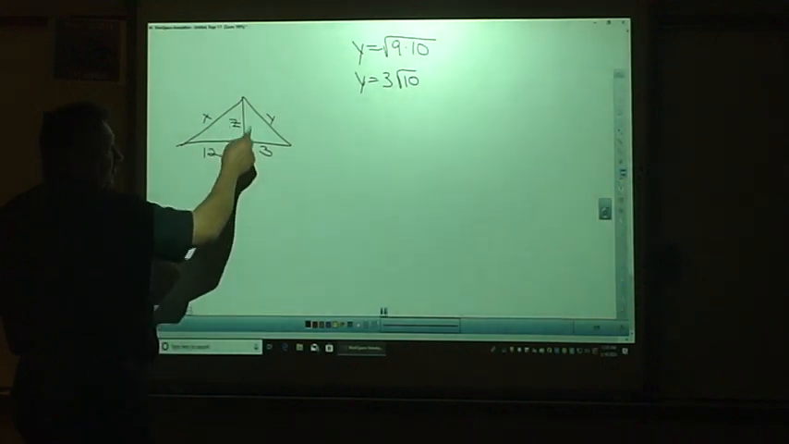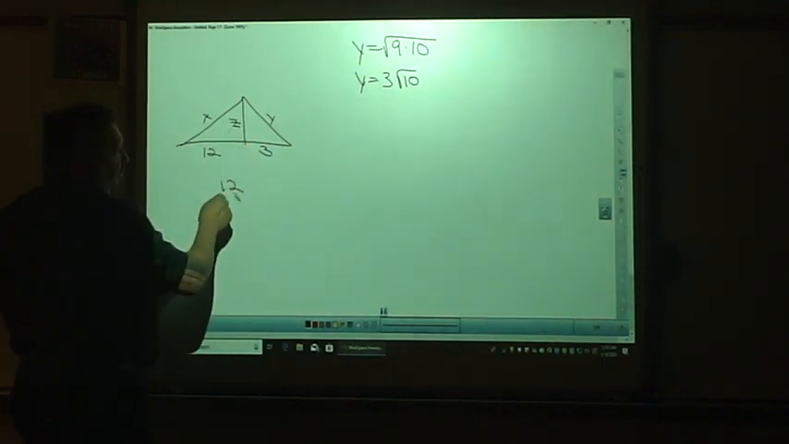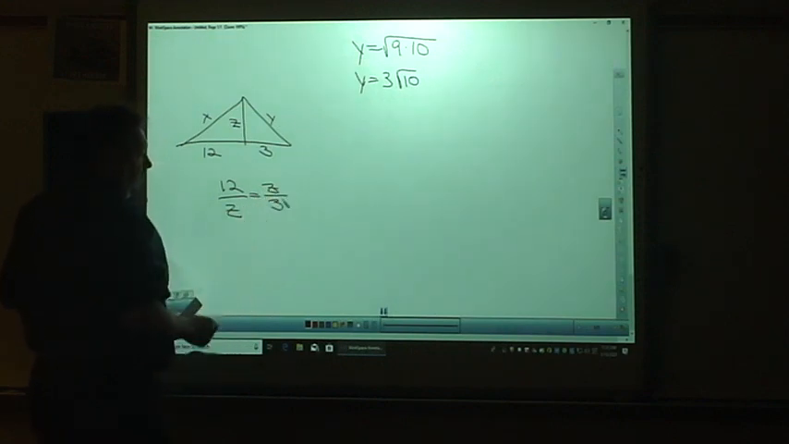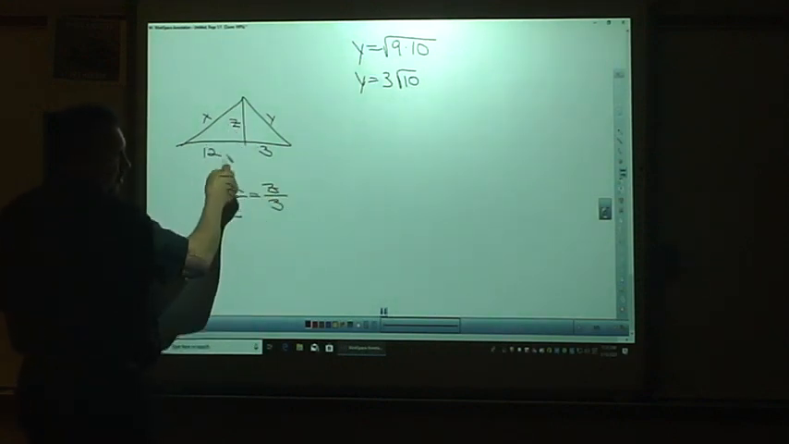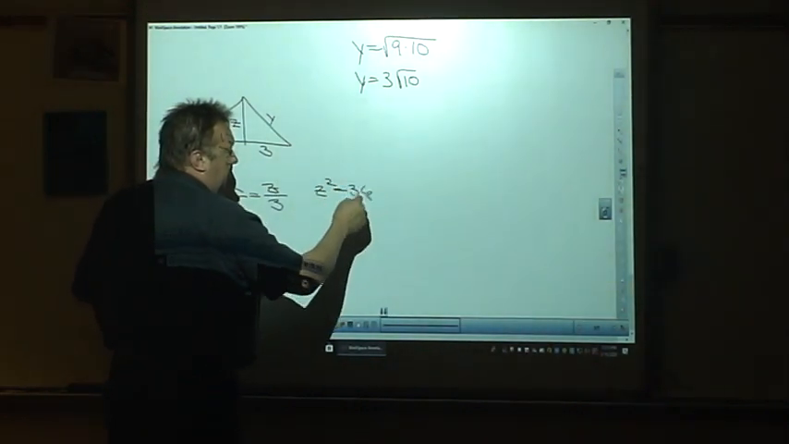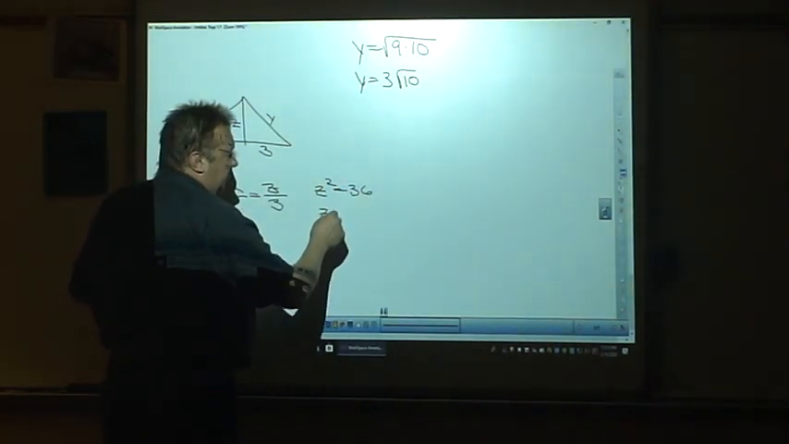First, I'm going to go with the altitude. That's the corollary 1. So I'll have 12 over z equals z over 3. Whenever I have the altitude, it's these two parts. So it'll be z squared equals 36, or z is the square root of that, so z is 6.